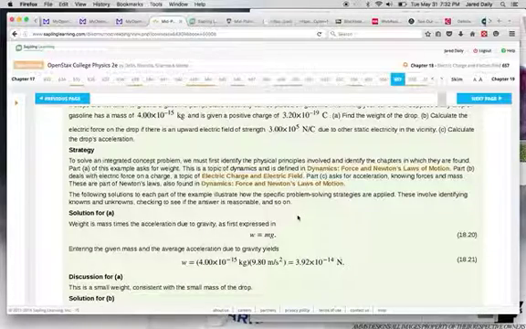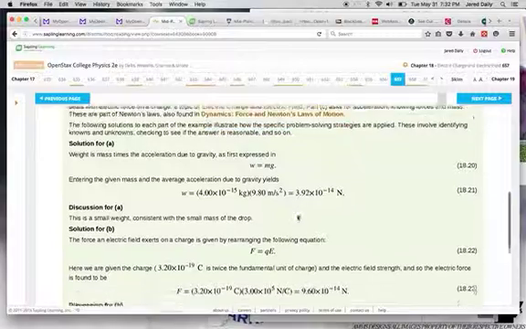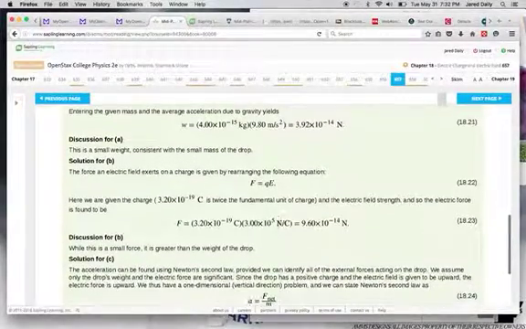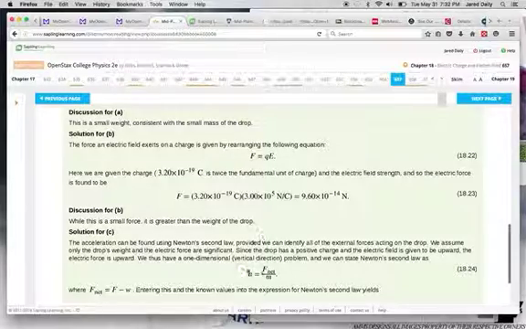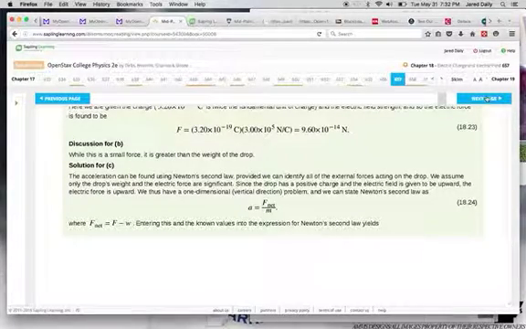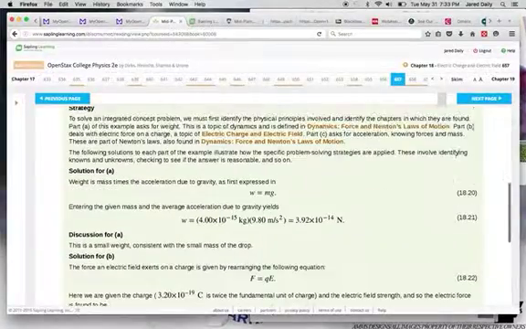So they calculate first the force on a charge in an electric field right here: force equals Q times E, so they multiply Q times the electric field. And then they let that equal the mass times the acceleration of the particle, and then they solve for the acceleration. In this case, they're able to solve for the acceleration from both forces, the force of gravity and the force of the electric field. And it's a very useful thing.